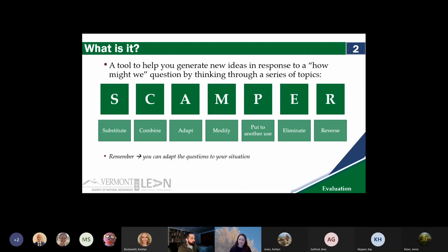If you were at yesterday's presentation, Jamie talked about the Lotus Blossom. I think you'll find some similarities, but hopefully just enough difference to work a tool into unique situations. So what is SCAMPER?